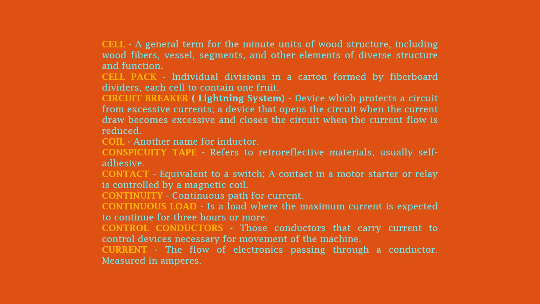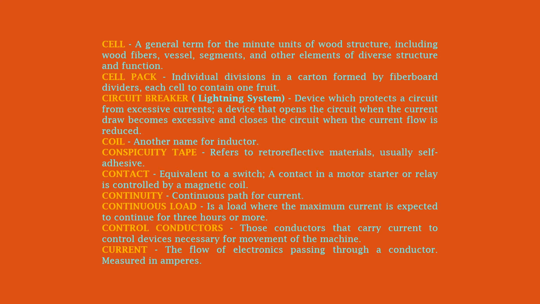Circuit breaker, lighting system. A device which protects a circuit from excessive currents. A device that opens the circuit when the current draw becomes excessive and closes the circuit when the current flow is reduced. Coil. Another name for inductor. Conspicuity tape. Refers to retroreflective materials, usually self-adhesive. Contact. Equivalent to a switch, a contact in a motor starter or relay is controlled by a magnetic coil.